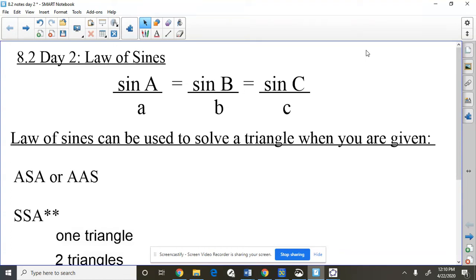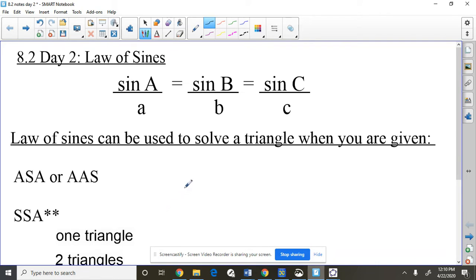Today we're going to continue with section 8.2 and the law of sines. Yesterday we learned that law of sines can be used to solve some triangles that are not right triangles, and that the rule is given as sine of A over a equals sine of B over b equals sine of C over c. Or another way of saying this, the sine of an angle divided by the length of the side that is opposite that angle is always constant in one triangle.